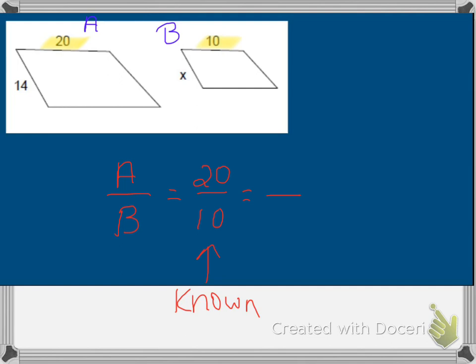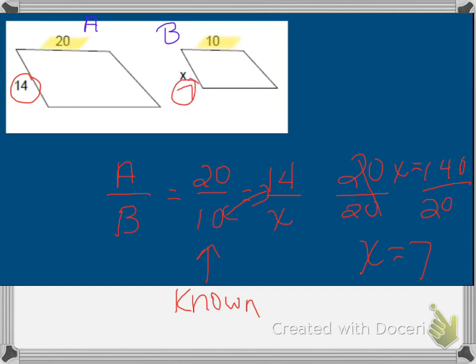Then for my unknown, I'm going to use this 14, and it stays with the A level of my ratio, and my x goes on the bottom. Now I need to solve for x using cross products. 20x is equal to 14 times 10, which is 140. And then I'm going to divide both sides by 20. 140 divided by 20 is 7. So then I know that x is 7.